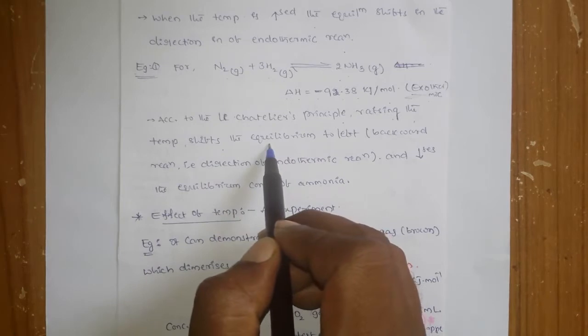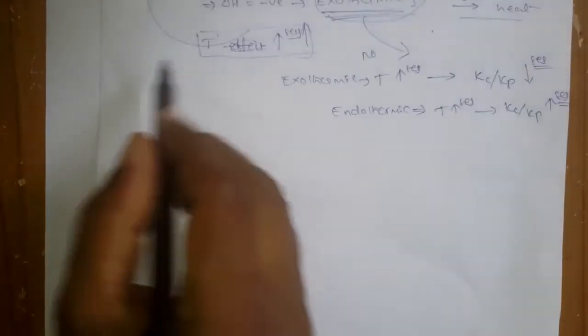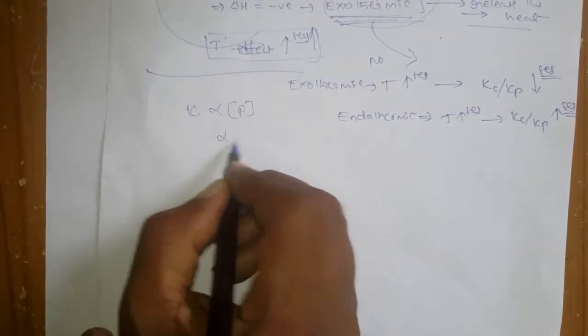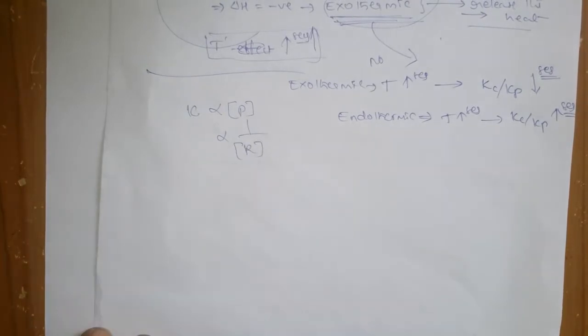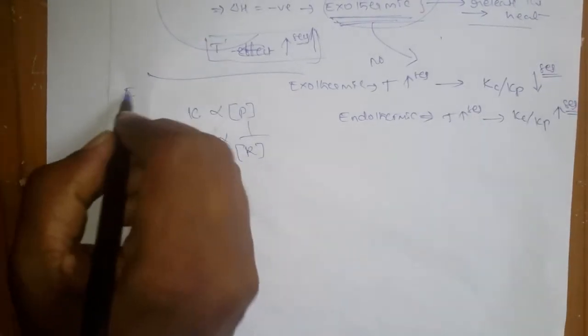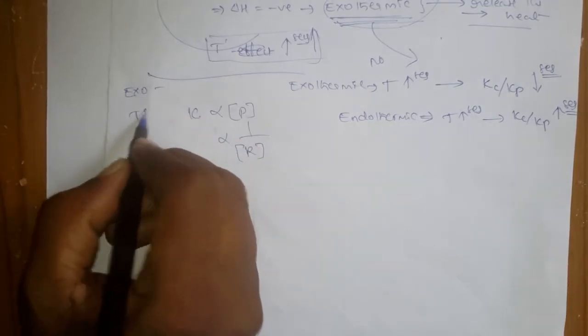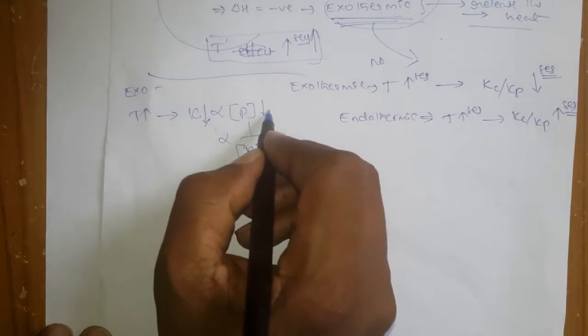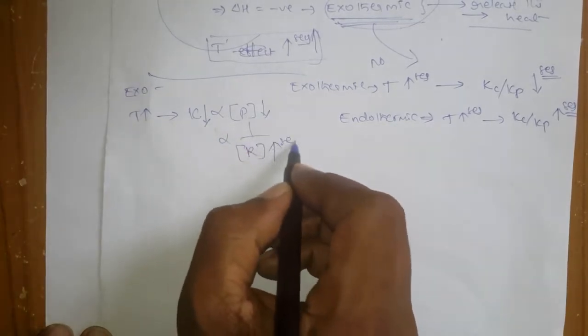The equilibrium constant decreases. When you increase the temperature, the equilibrium constant decreases. Equilibrium constant decreasing means the product concentration decreases and the reactant concentration increases. Okay, you know that already, we have discussed. The equilibrium constant is directly proportional to the product concentration and inversely proportional to the reactant concentration. So for the exothermic reaction, you are increasing the temperature, so the equilibrium constant decreases, so that the product concentration decreases and reactant concentration increases.